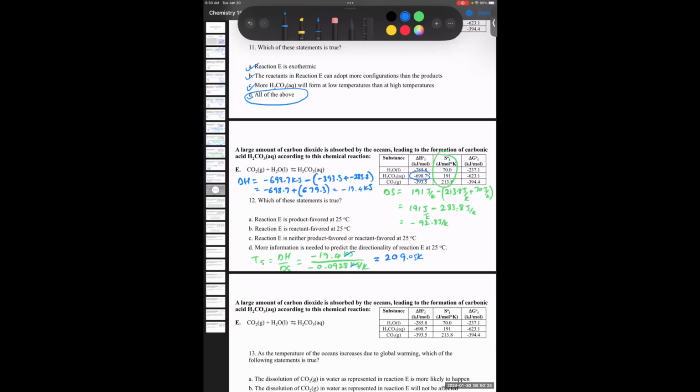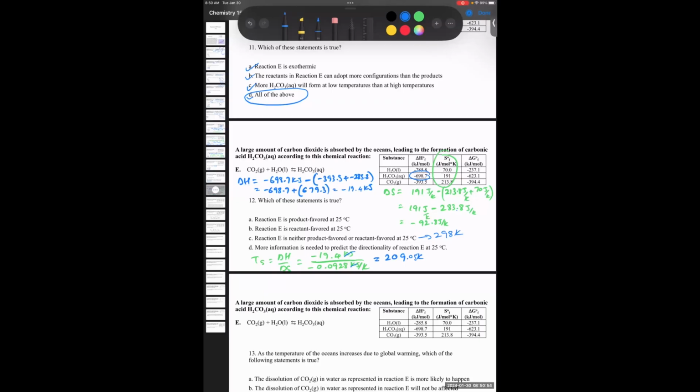209.05 Kelvin. Okay, so in Celsius, and this is Kelvin. In Celsius, you know what, you can do that way as well. So 25 degrees Celsius is 298 Kelvin. Okay, and then we know this is product favored only at low temperatures.